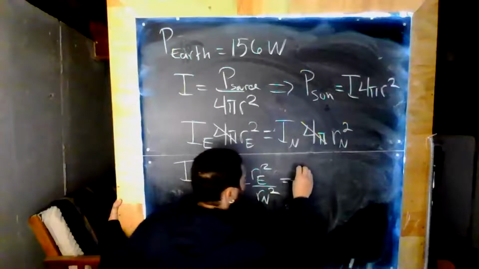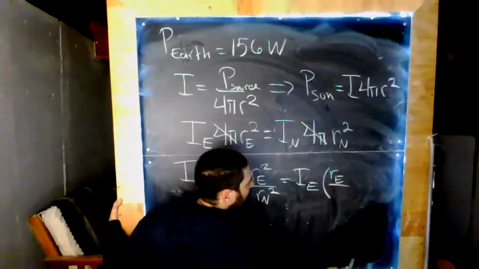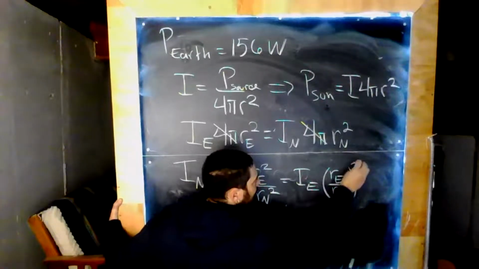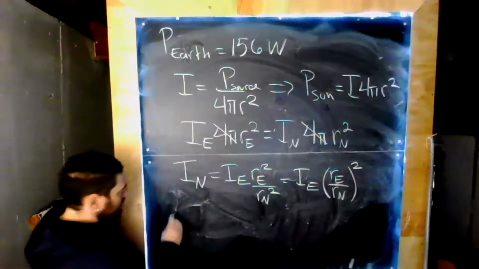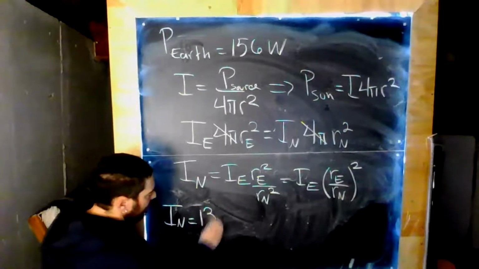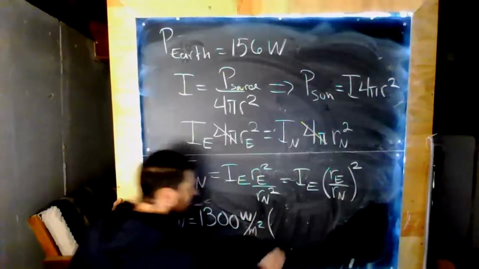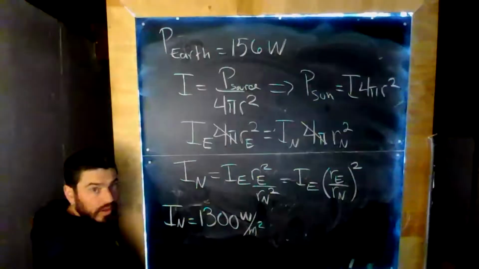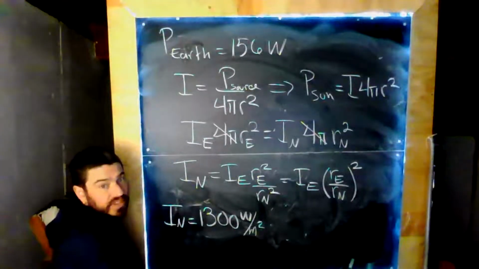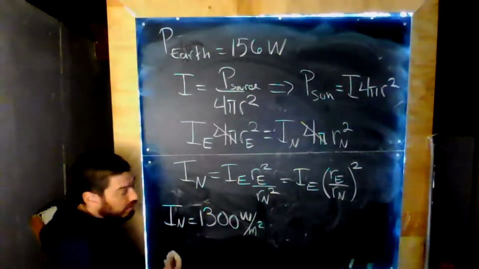Let's combine these just a little bit, right? So the intensity of Neptune is the intensity of Earth times how far Earth is from the sun over how far Neptune is from the sun, squared. That means the intensity of Neptune is 1,300 watts per meter squared times, well, at this point, many of you might go look up how far Earth or Neptune is from the sun. But I've given you everything you need in the problem.